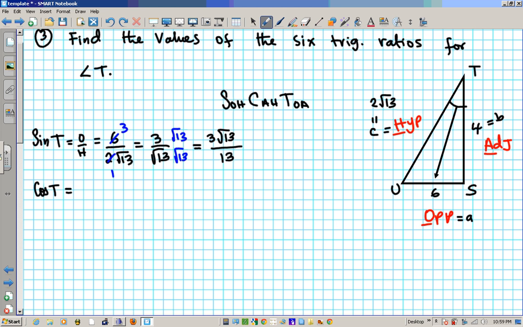Cosine of angle T. That one is adjacent over hypotenuse. Alright, the adjacent is 4. And then the hypotenuse is 2 root 13. Okay? 2 goes into 4, right? So 2 goes into itself once, 2 goes into 4 twice. So we have 2 over root 13. You cannot have a square root as a denominator, so rationalize the denominator. So root 13. That's going to give us 2 root 13 on the numerator divided by 13 in the denominator.